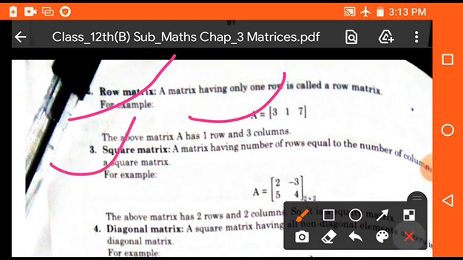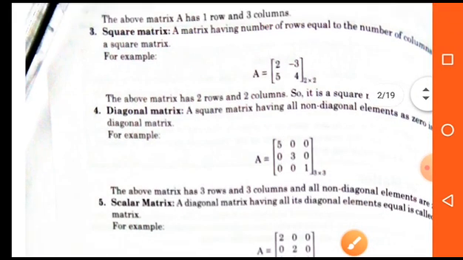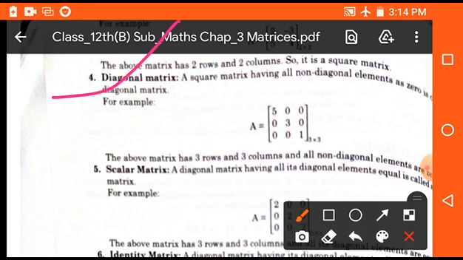Now square matrix. If any matrix contains number of rows equal to number of columns, that means here two rows and two columns are present, then it is an example of a square matrix, because we know that in the case of a square the length and breadth are the same. Okay. Now students, diagonal matrix. A diagonal matrix is a matrix having all non-diagonal elements as 0. It means that only diagonal elements will be non-zero, and except these elements all elements should be 0. So we can say that it is an example of a diagonal matrix.